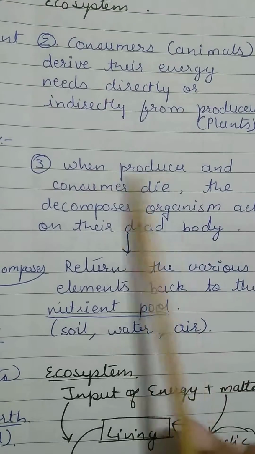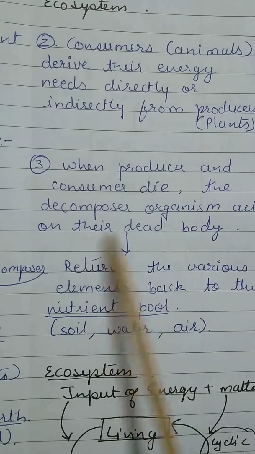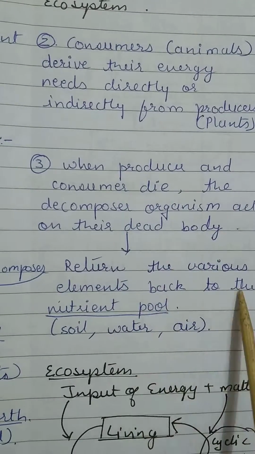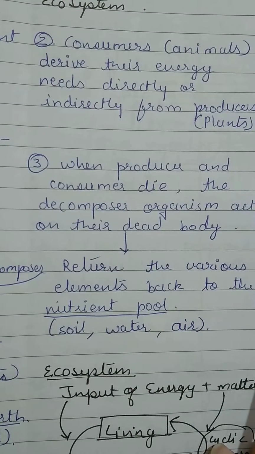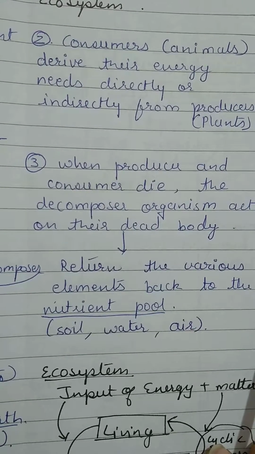Then third, when producers and consumers die, the decomposer organisms act on their dead bodies and return the various elements back to the nutrient pool, that is soil, water and air. So these are the roles of these three components of the ecosystem, in accordance with the non-living component, that is soil, water and air.